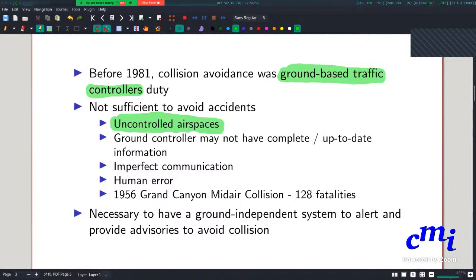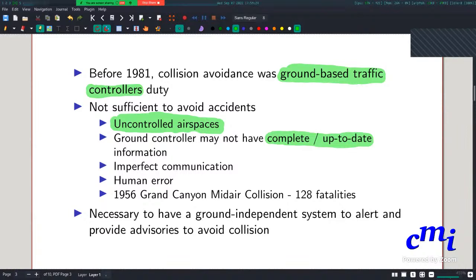The other issue is that often ground controllers don't have complete or up-to-date information. So oftentimes, if they don't have the radar equipment, they'll ask the pilots what position information they have, and then maybe every 5 minutes they'll update that position information. Of course, that is a very high latency situation, and not even enough information to guarantee any kind of safety.